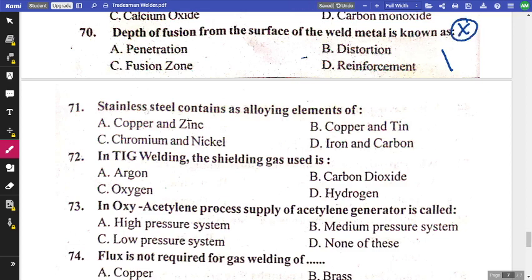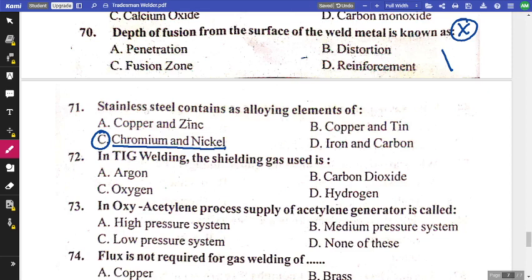PSC. The stainless steel contains which alloying elements? So it's a very simple question. We will be using chromium and nickel as the alloying elements in stainless steel.